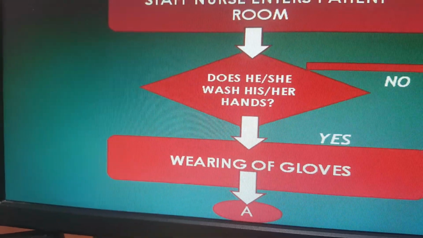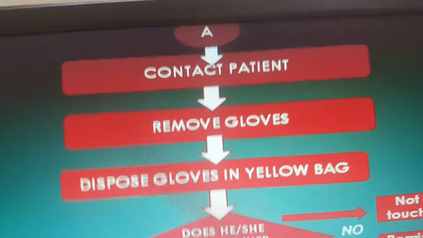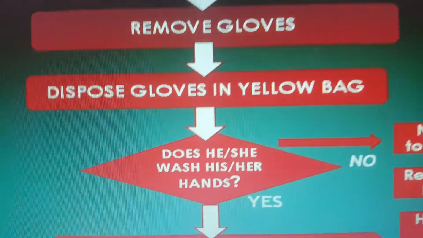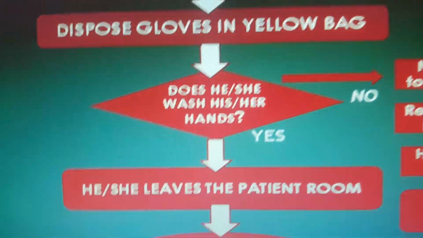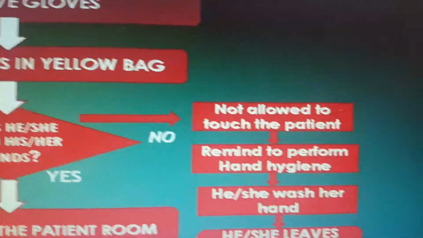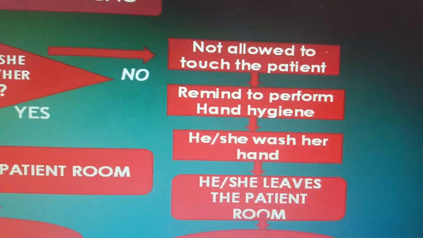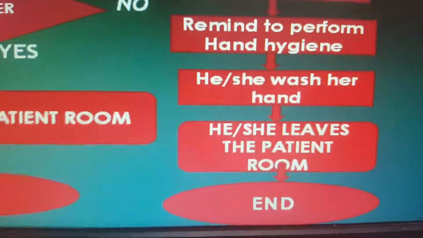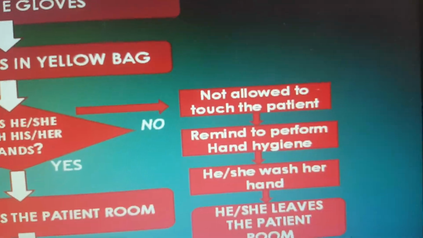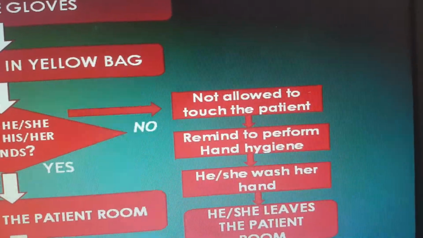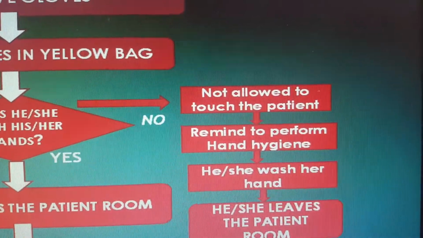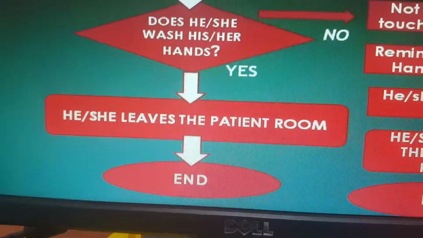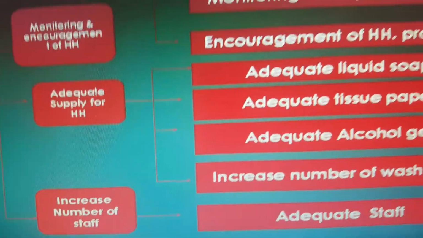If yes, hand washing done, so we will wear the gloves. Contact and giving service to the patient. Remove the gloves, dispose of gloves in yellow plastic. He or she washes the hands, or maybe not. If not washing the hands, not allowed to touch the patient. Not reminded to perform the hand hygiene. He or she will wash the hands and then leave the room. So this one we add to improve the compliance of hand hygiene, that we have to remind the staff to wash the hands and use alcohol gel. Then if they wash the hands, they will leave the room, and this is the end of our flow chart.